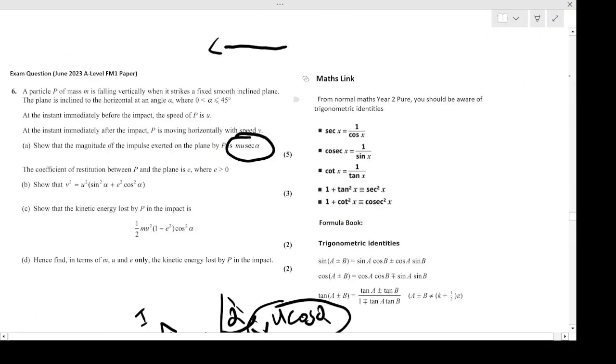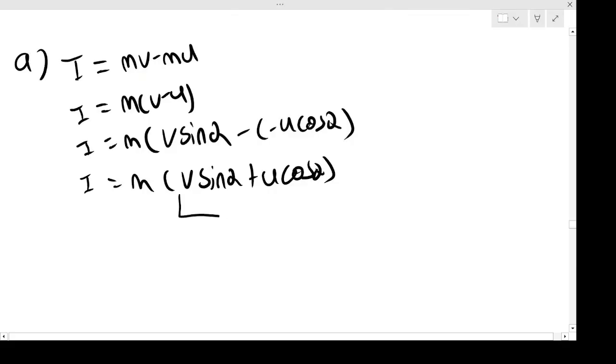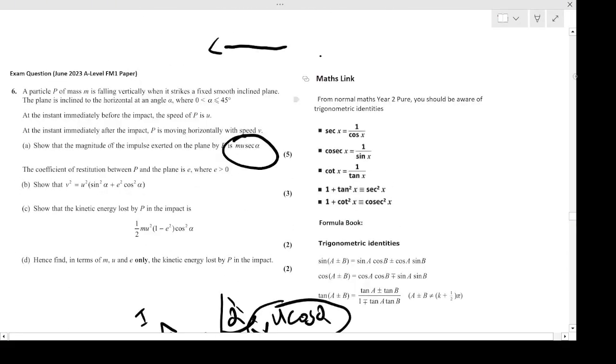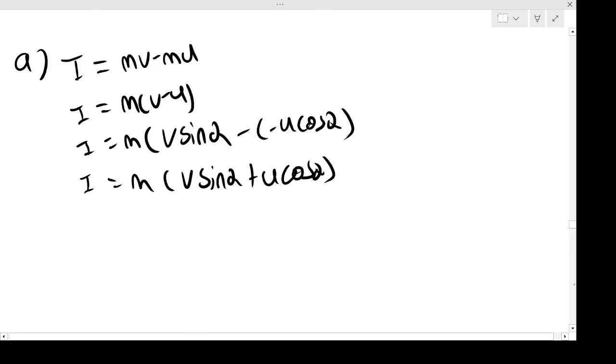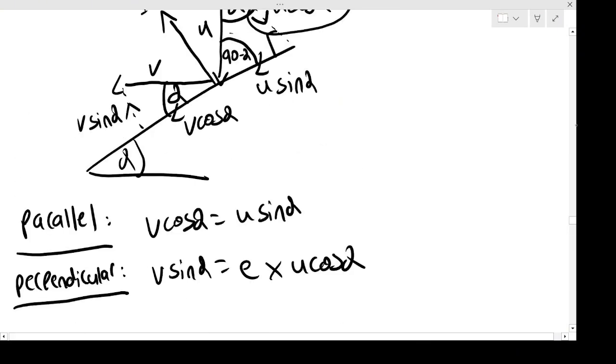Now the expression they want is mu sec alpha. Again, how on earth am I going to get to that? Well, hopefully you notice the key difference between their expression and mine is that mine has a v in, but their expression doesn't have a v in. So I'm going to need to get rid of v. There's no other equation I can do. I can't pluck any more equations out of thin air. So I'm going to have to look at my parallel and perpendicular ones.